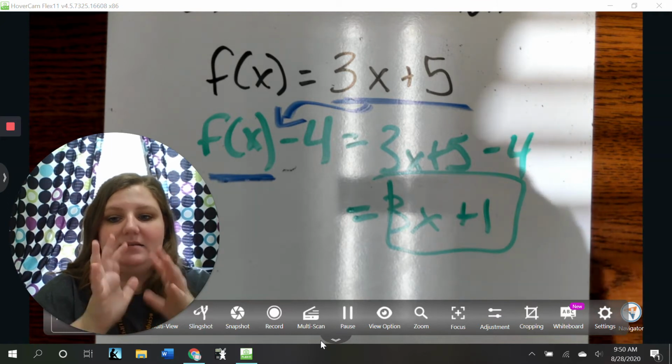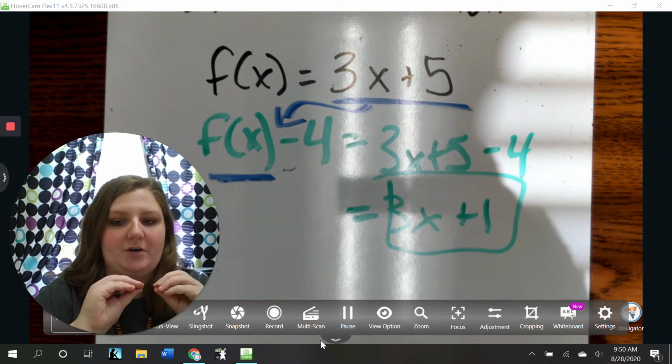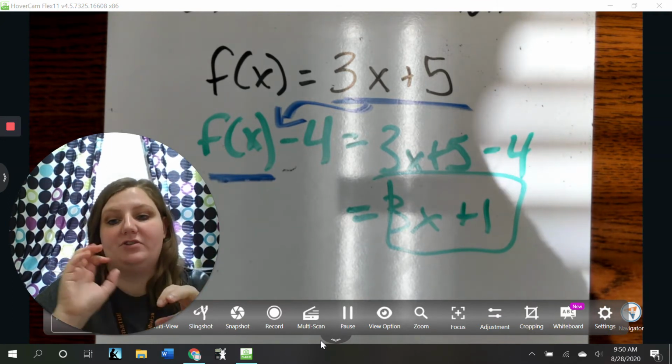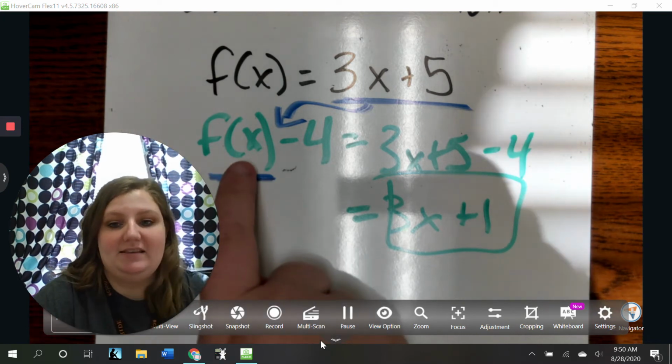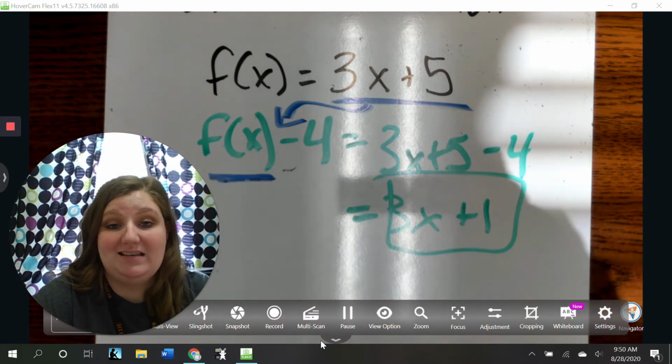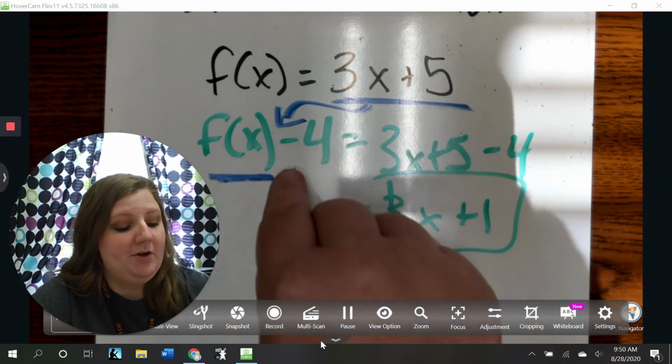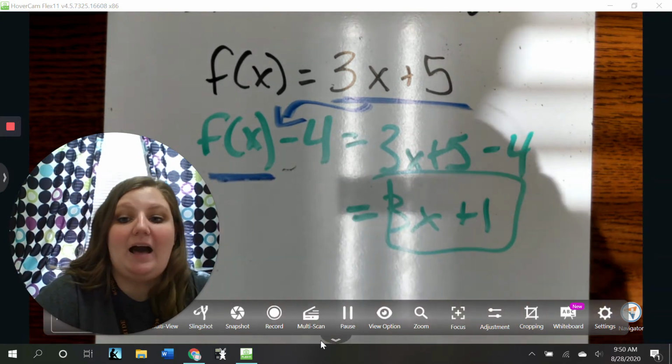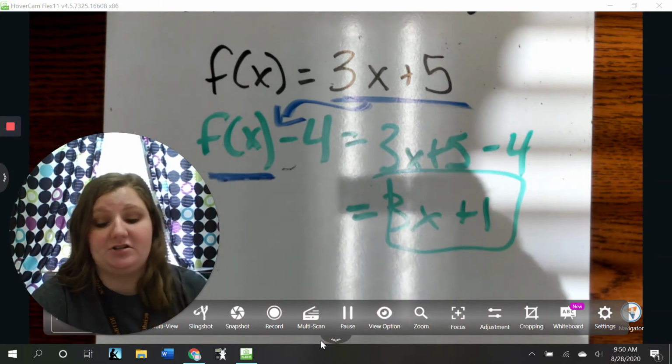Okay, and that's some language I'll be using, a couple of words I'll be using a lot, inside the function versus outside the function. So when something's happening in the parentheses, I call that inside the function. When it's on the outside of the parentheses, that's outside of the function when we're using function notation.